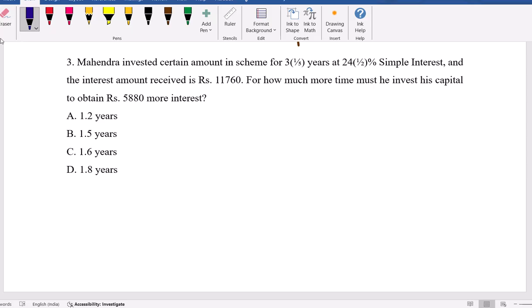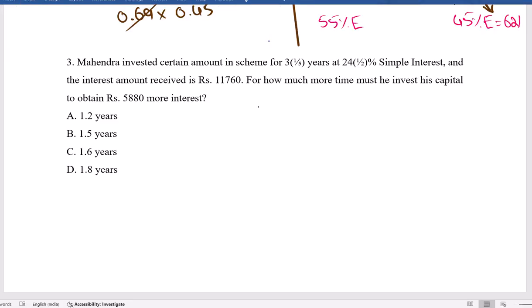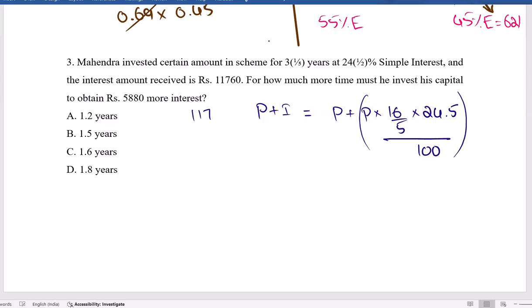Here Mahindra invested amount in scheme 1 by 5 years at 24.5% simple interest. And the amount received is this. So amount is principal plus interest. Okay, interest is nothing but P into timing 1 by 5 years means 16 by 5. Rate of interest 24.5 divide by 100. This entire is okay 11,760.